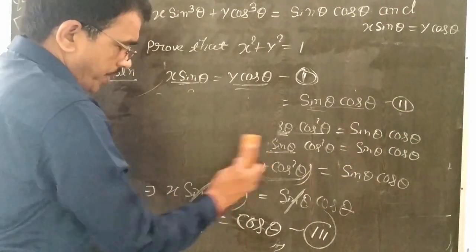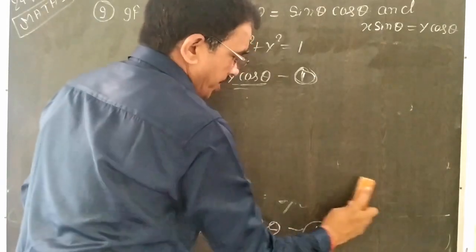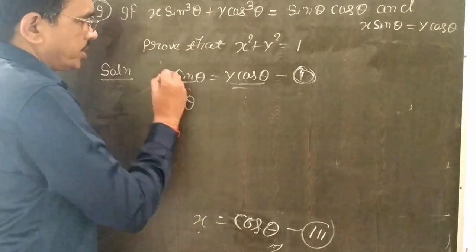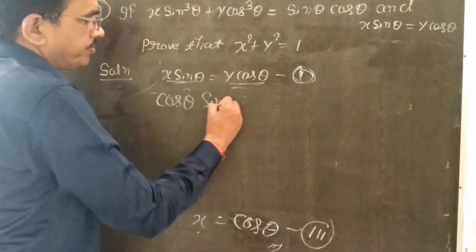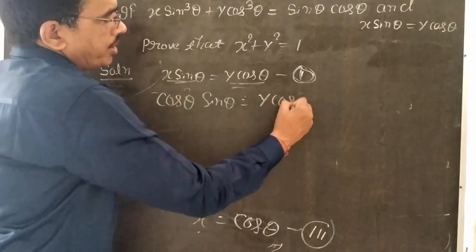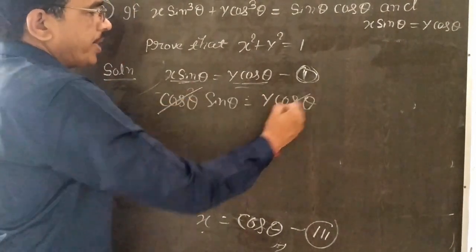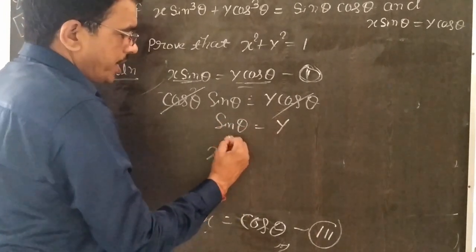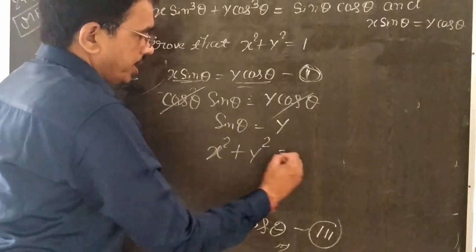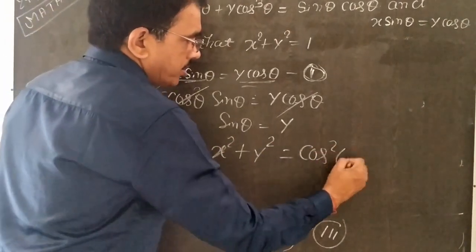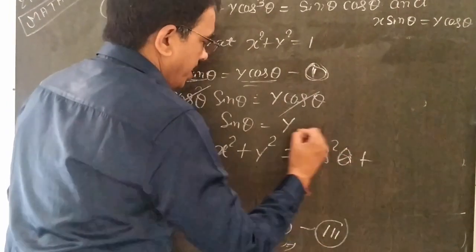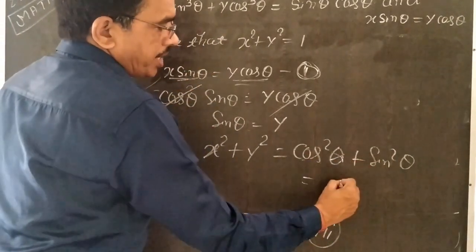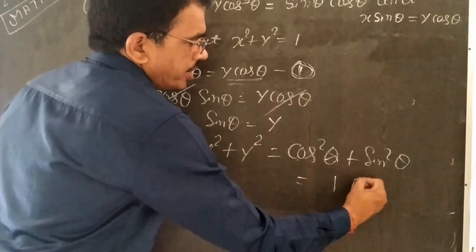Now put the value of x in the first equation. x is equal to cos theta. So you write here x is equal to cos theta into sin theta is equal to y cos theta. Now cos theta will be cancelled. So sin theta is equal to y. So your question is x square plus y square, where x is equal to cos square given and y is equal to sin square. Then it is cos square plus sin square, the first identity, and it is equal to 1.